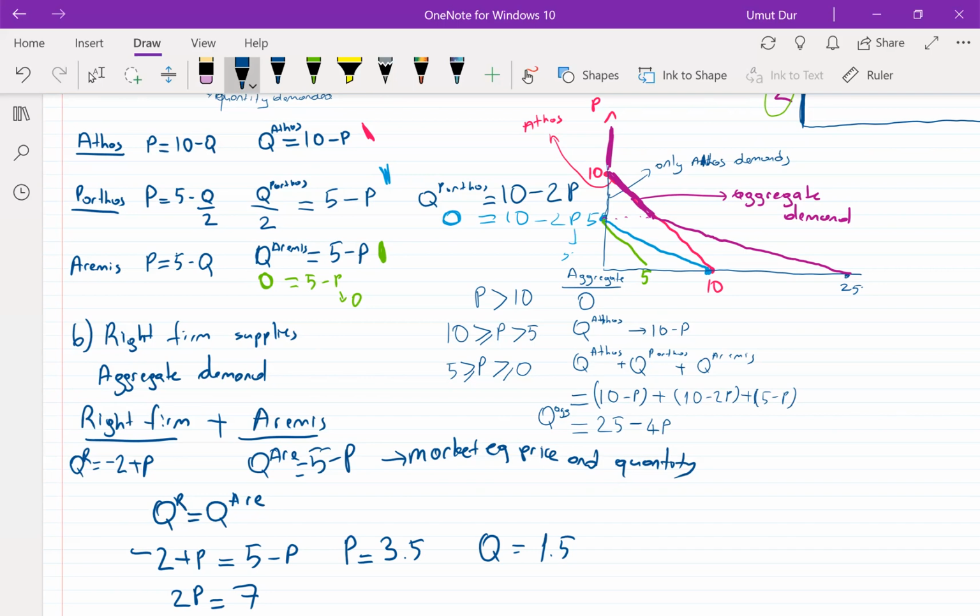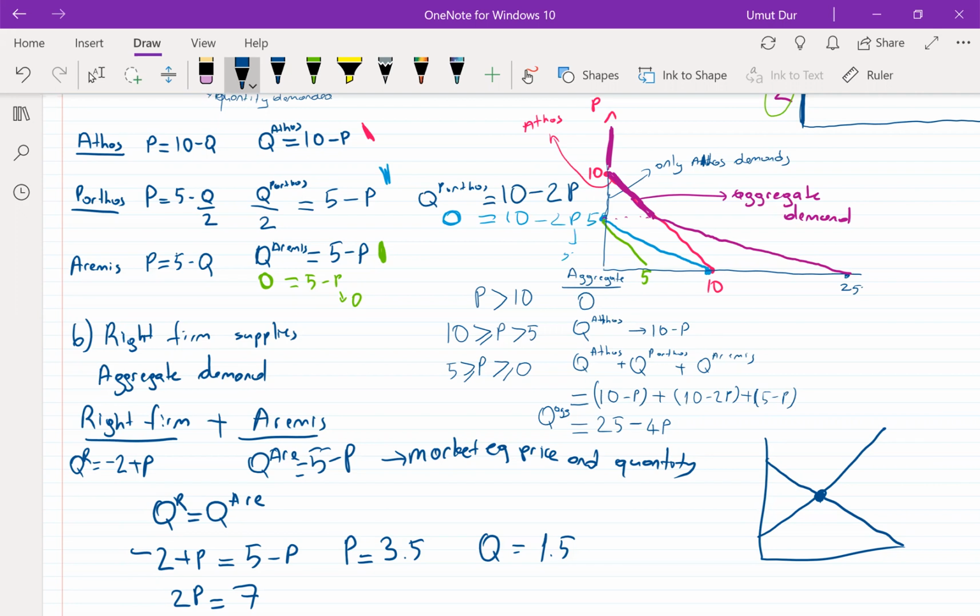Is that clear? Okay, nothing fancy, nothing complicated. Basically this is the story: you are giving me one downward sloping demand curve and one upward sloping supply curve, and this will be the equilibrium. I'm just looking for the intersection.